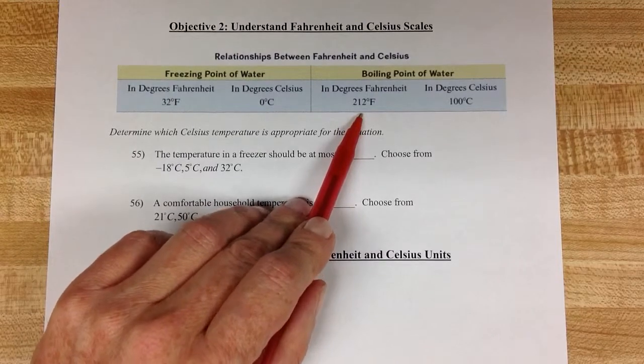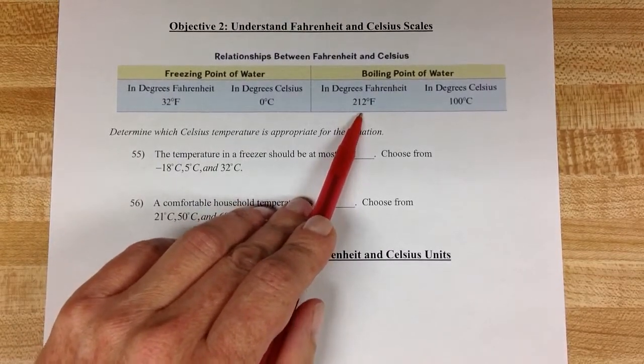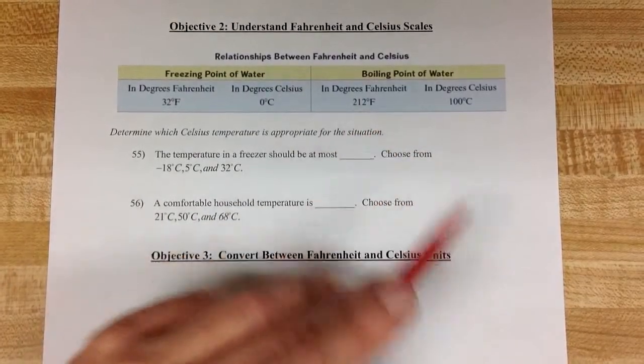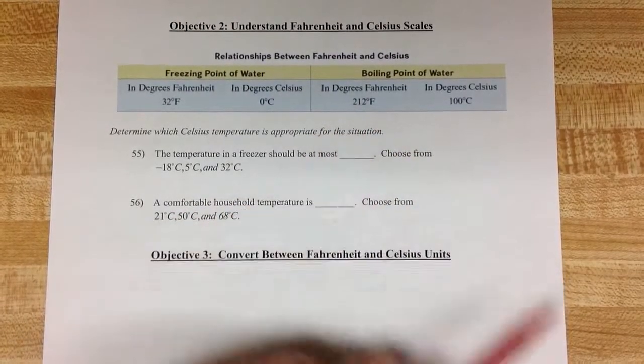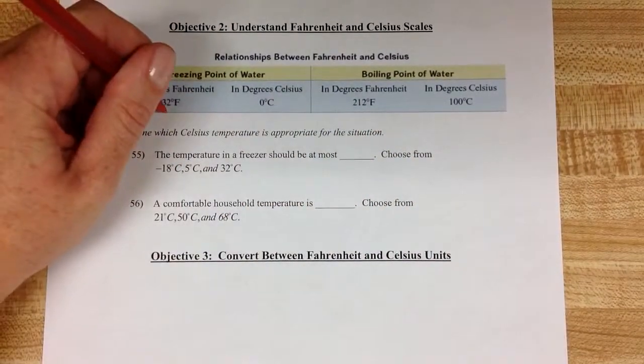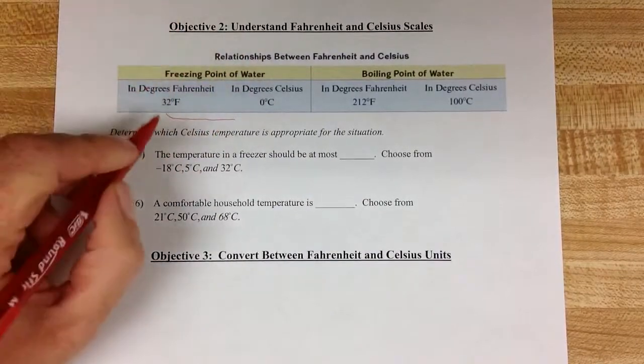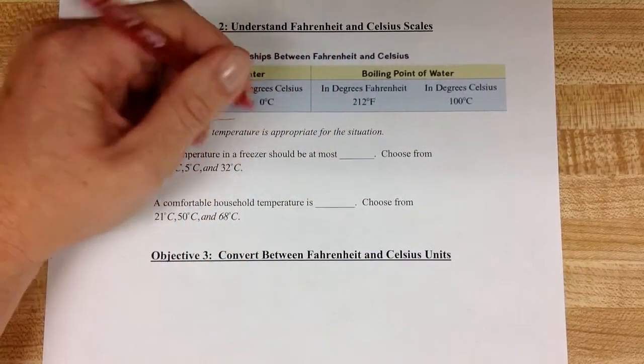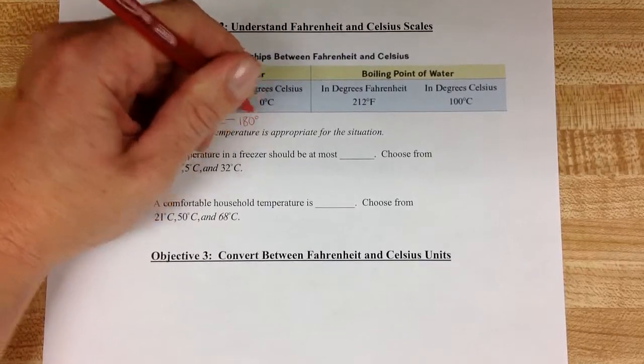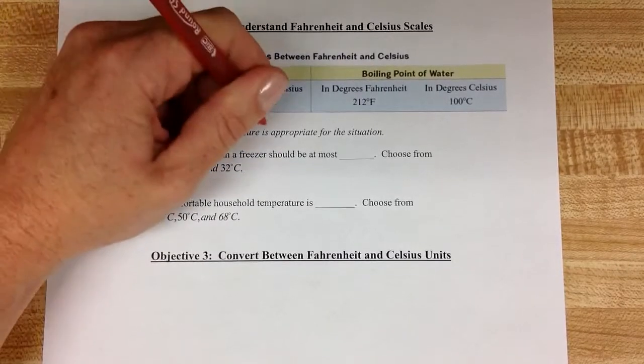Although here at 5,280 feet above sea level, it actually boils a little cooler than that. But at sea level, 212 degrees. So the change from the freezing to the boiling point is a change of 180 degrees.